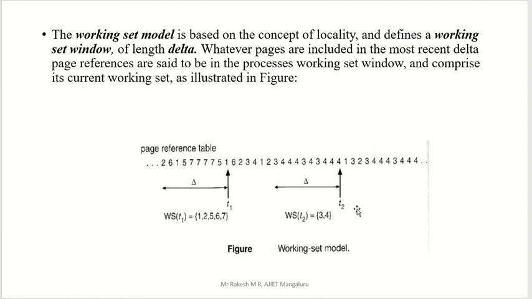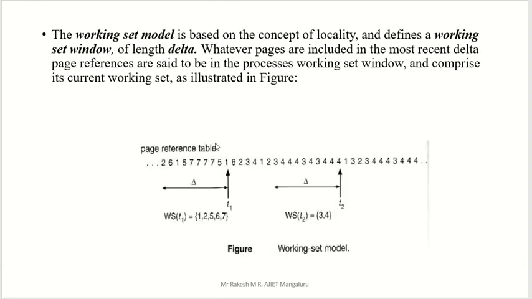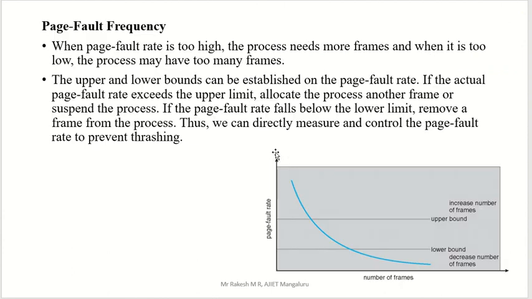So by that we can reduce the number of page faults. The final aim is to reduce the number of page faults, because as page faults increase, your degree of multi-programming decreases and CPU utilization also decreases. So we have to avoid this. That's why the first method is this one. What is the second method?